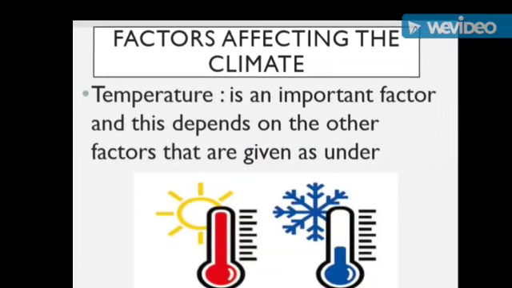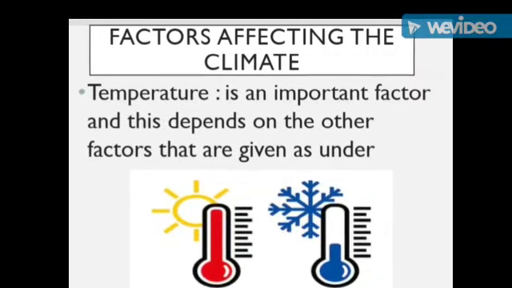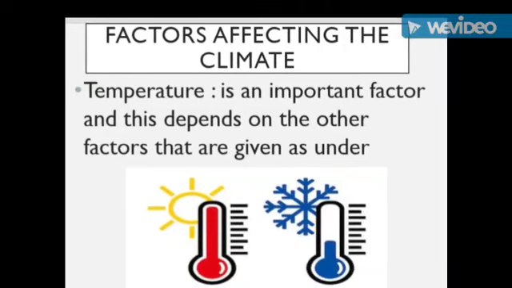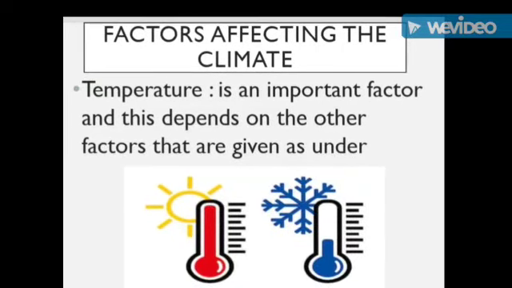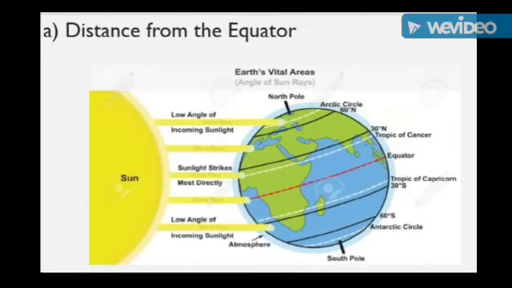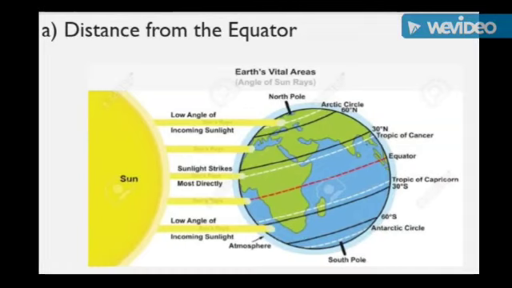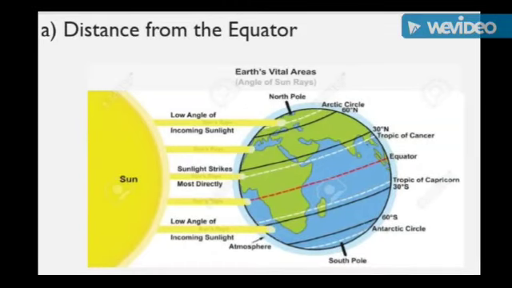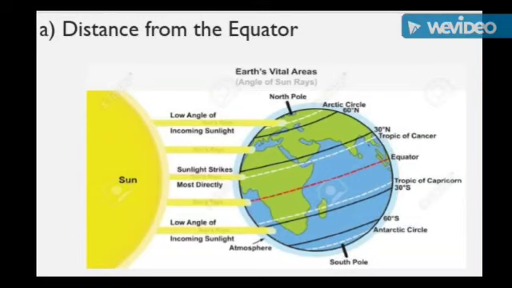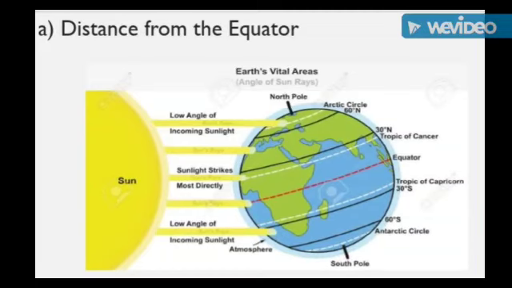After the difference between weather and climate, now come to the factors that cause different kinds of climatic changes. Students, temperature is an important factor and it depends upon different factors that are given below. First is distance from the equator. Normally, the closer we are to the equator, the warmer and wetter it will be, and at the North and South Pole it is bitterly cold.